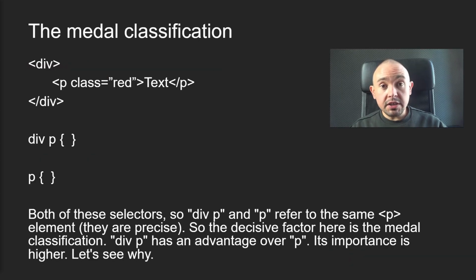On this slide, you can see that both of these selectors, so div p and p, refer to the same p element, and they are both precise. They indicate the same precise element. So the decisive factor here is the medal classification. The div p selector has an advantage over the p selector. Its importance is higher. Let's see why.